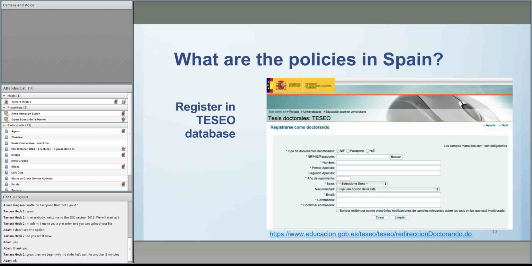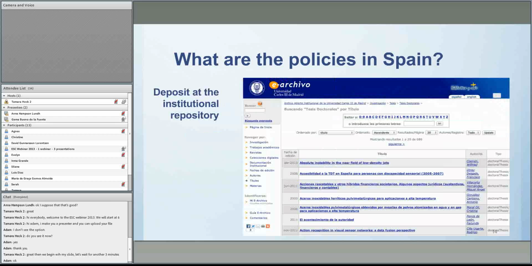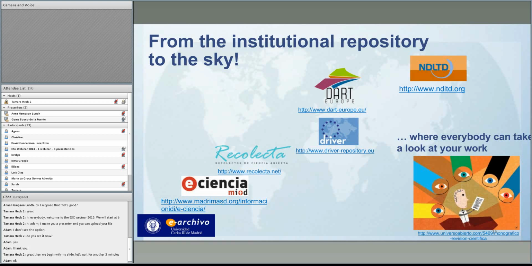After, we have to make the register in the SEO database and deposit at the institutional repositories. That's made by the librarians. Okay, that's very good. We have changed more or less the model. From our repository, we are harvested and we can reach the whole world through these harvesters and systems. Okay, and then everybody can take a look at our work, isn't it?